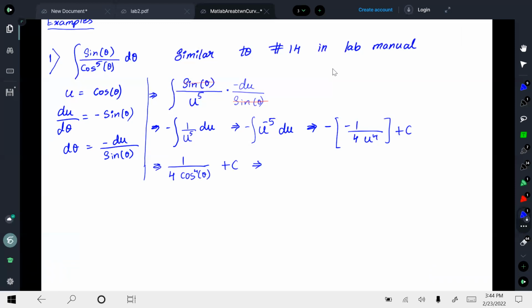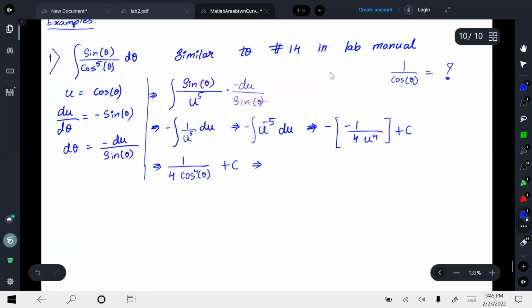Now, using the reciprocal identity, can somebody tell me what is the reciprocal of cos theta? What is the reciprocal of cos theta? Very good. Secant, right? So you can simplify further and write it as 1 by 4 secant to the power of 4 theta plus c.